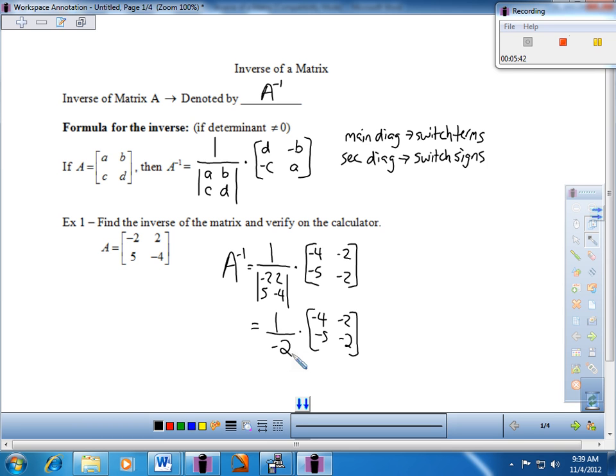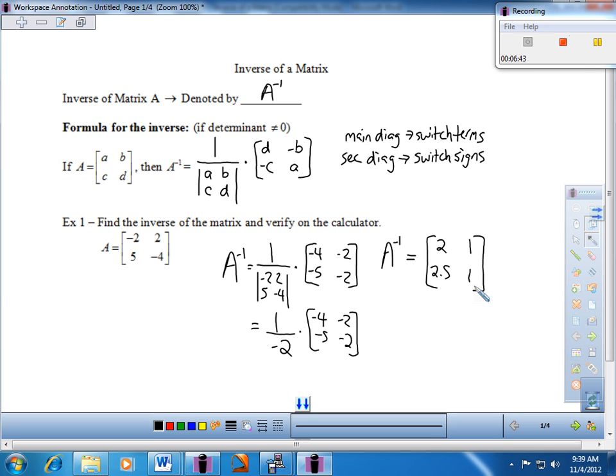And running out of a touch of room here, so I'm going to bring it over here. Sorry about that. But basically we would find when all is said and done that if I do -4 over -2 is 2. -2 over -2 is 1. -5 over -2 is 5/2 or 2.5. And -2 over -2 is 1. And that would be the inverse.